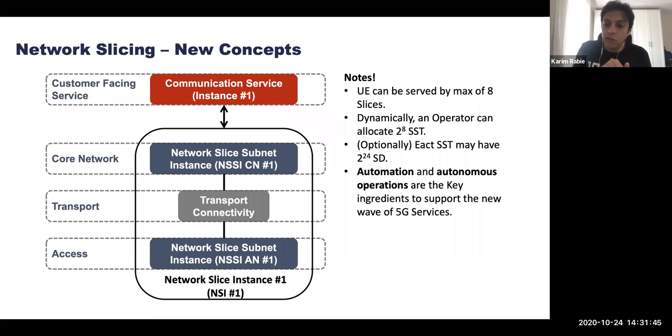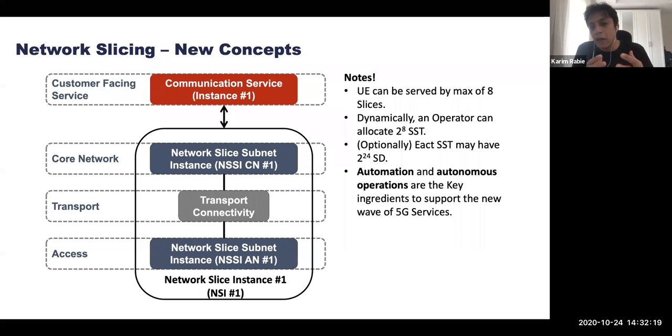In each slice service type, you can have 2 to the power 24 slice differentiators. For example, if you have a slice for vehicles, you can have a dedicated slice for BMW, for Mercedes, for Volkswagen. So you have thousands of slices that can be managed on demand. What do I mean by on demand? An enterprise customer requires the slice, so it is instantiated. And then after like 1 day, on demand, I want to delete it, so it is terminated.